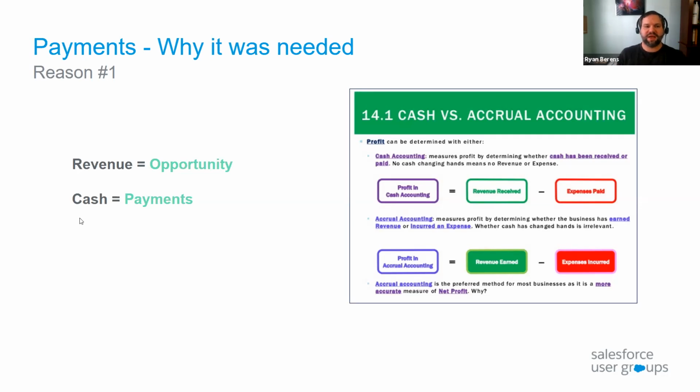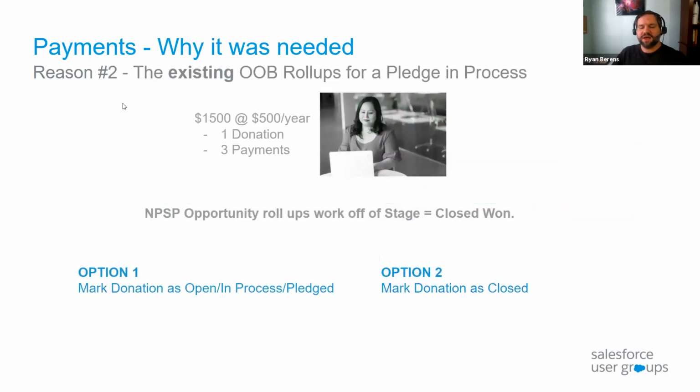Because of this split, there was an issue with some clients where the opportunity reflected something different than the payments. The example here is how they previously handled roll-ups. Let's say someone's going to give a $1,500 gift at $500 a year. It's one donation record, one opportunity.